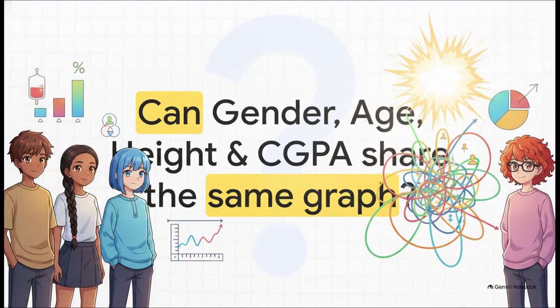So picture this. You just surveyed 100 students. You've got their gender, their age, their height, and their CGPA, their grade point average. I want you to think about this critically for a second. Can you really display all of these variables using the exact same graph? Imagine trying to plot a blood group of A positive right next to an attendance rate of 92% on a single line chart. It's an absolute visual nightmare, right? It sounds totally ridiculous when you just say it out loud.